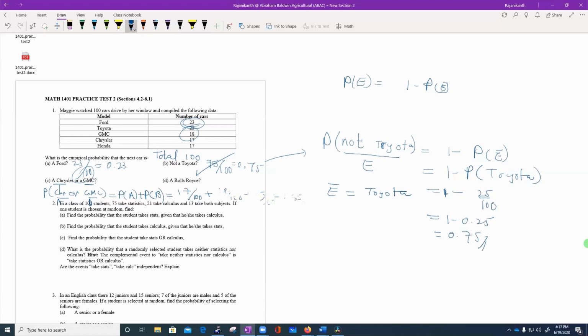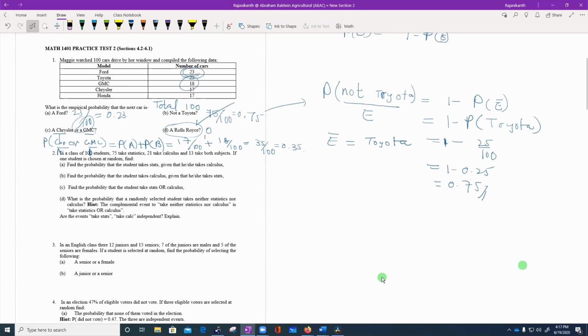So the last one, choosing Rolls Royce. It's 0 because there's no Rolls Royce there. Exactly. That means this event is an impossible event because there's no way to choose a Rolls Royce since it is not there, right? Therefore, this is an impossible event. The probability of an impossible event is always 0.